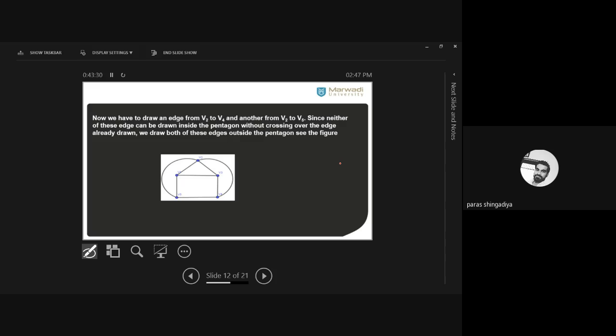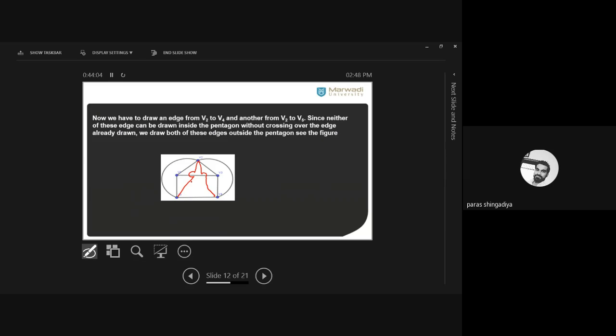Neither of these edges can be drawn inside the region. If we draw inside the pentagon, it will cross with the inside edge. Here both of them will cross. And we are applying the important process here, so skip this step. We cannot connect in the inside way.